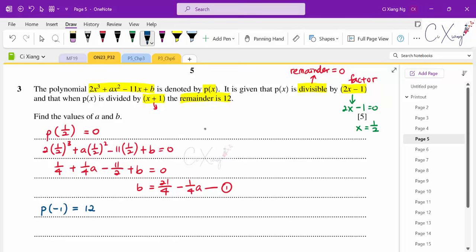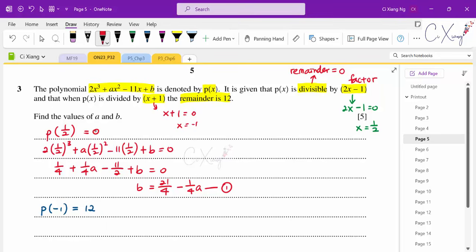So the 12 here is the remainder. How do I get the negative 1? The negative 1, you actually get it from the question here. Again, we let x plus 1 equals 0, and from here you get x equals negative 1. That means if you substitute negative 1 into the polynomial, it will equal the remainder 12.